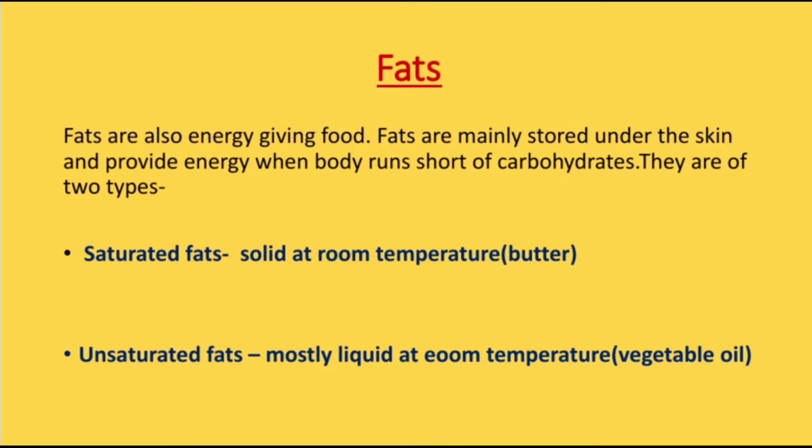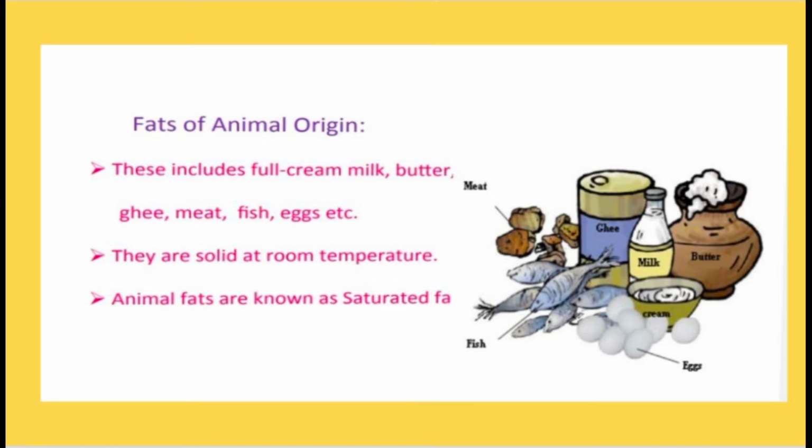Fats, to provide energy, are mainly stored under the skin and provide energy when body runs short of carbohydrates, and it also helps to keep body warm. Fats are of two types: saturated fat and unsaturated fat. Fats of animal origin like full cream milk, butter, ghee, meat, fish, eggs, etc. They are solid at room temperature. Animal fats are known as saturated fats.